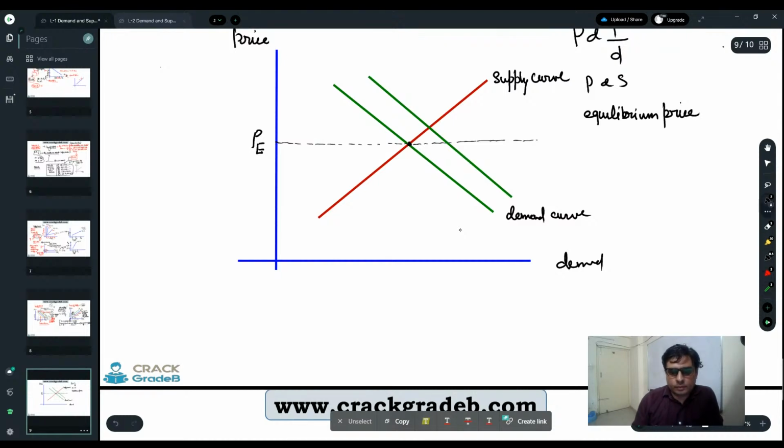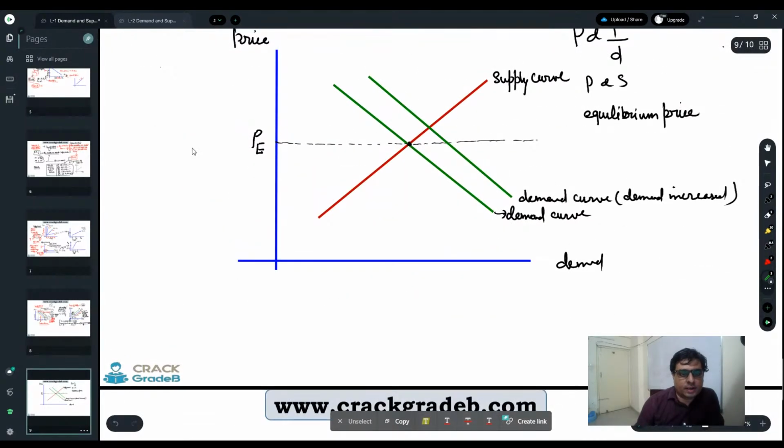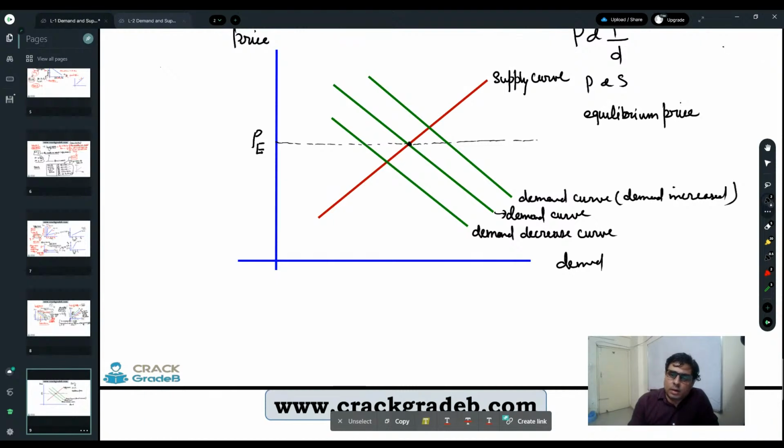then this is the demand curve, this is also a demand curve, demand increase, and the curve shifted upwards. Similarly, if demand decreases, we have seen here that when income decreases, the demand curve shifts downwards. So when demand is going to decrease, the demand curve shifts downside. So we are also going to draw this diagram here. And it is the demand decrease curve, right?